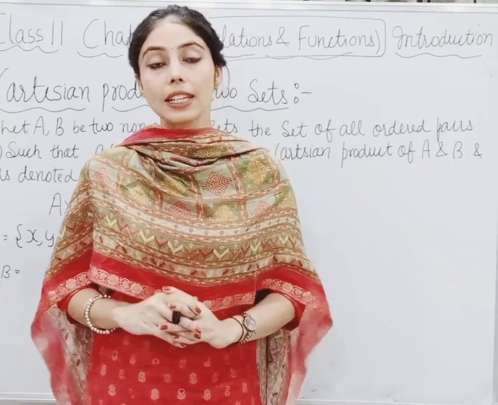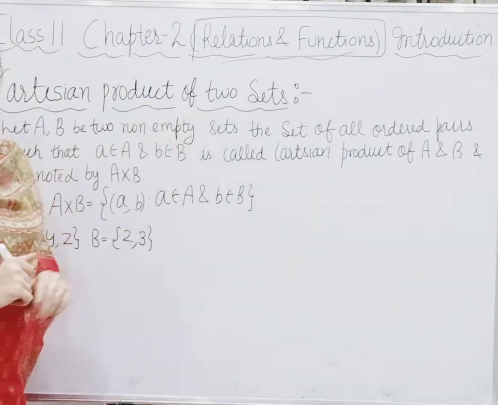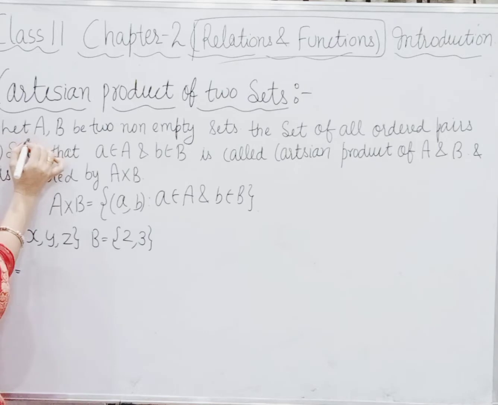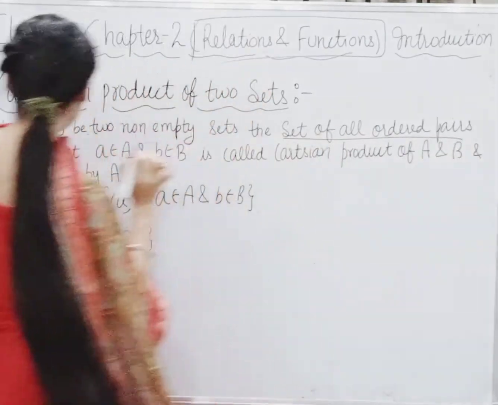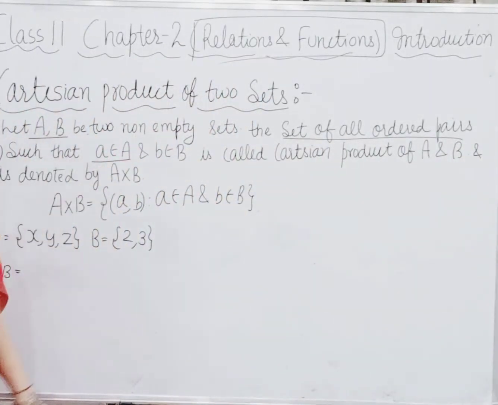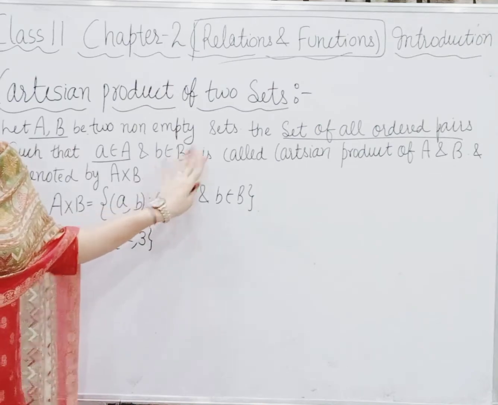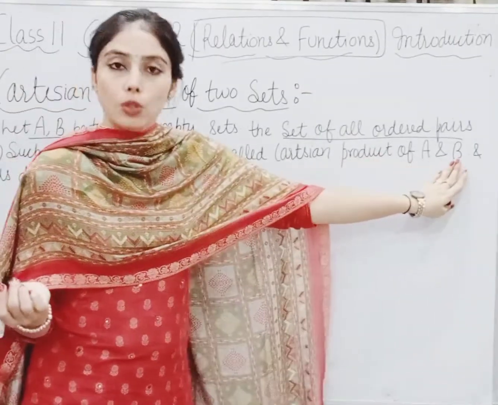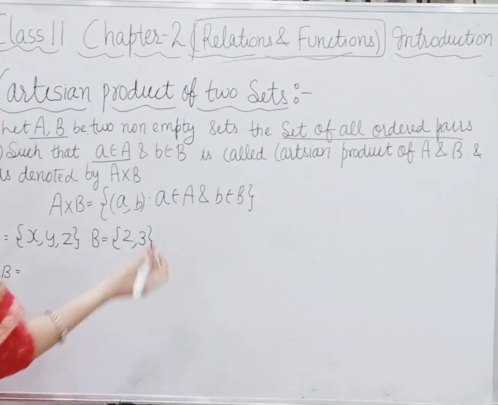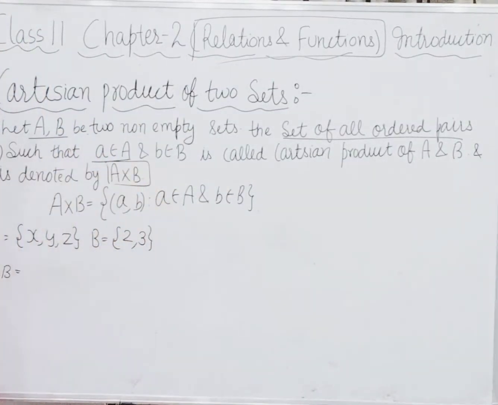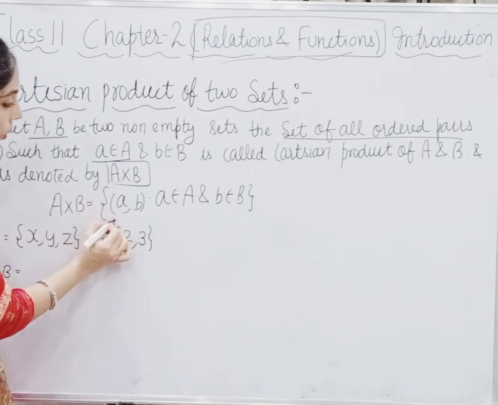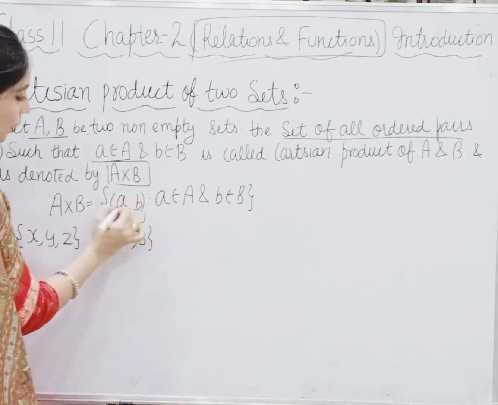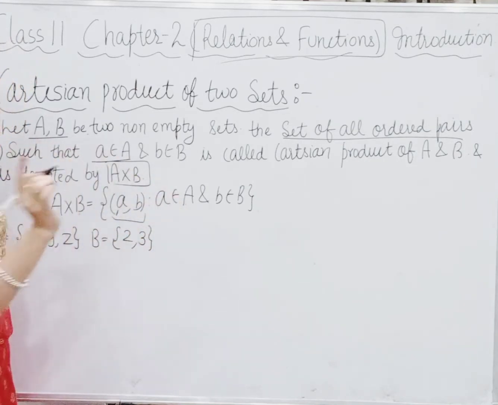Now, let's discuss the second definition, which is the Cartesian product of two sets. If we have two non-empty sets A and B, then the set of all ordered pairs such that the first element belongs to the first set and the second element belongs to the second set is called the Cartesian product of A and B, and is denoted by A cross B. Mathematically, A cross B is the set of all ordered pairs (a, b) such that the first component belongs to the first set and the second component belongs to the second set.